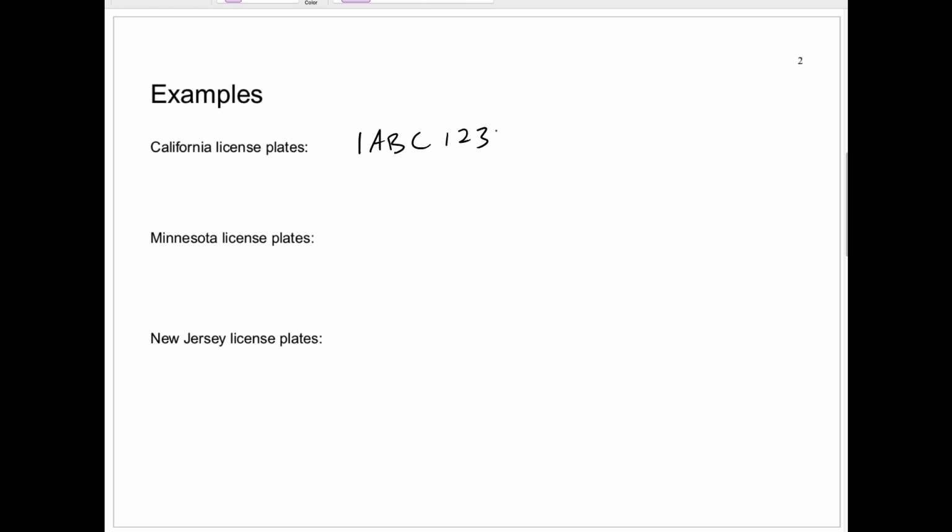Then you have 3 letters. I just put ABC, but they can be any 3 letters. And then we have 3 numbers, such as 1, 2, 3, or 7, 9, 5, or any 3 digits, 2, 0, 1, could be anything. So we ask the question, how many standard variety California license plates exist? How many can be printed if the state decided to print all of them?